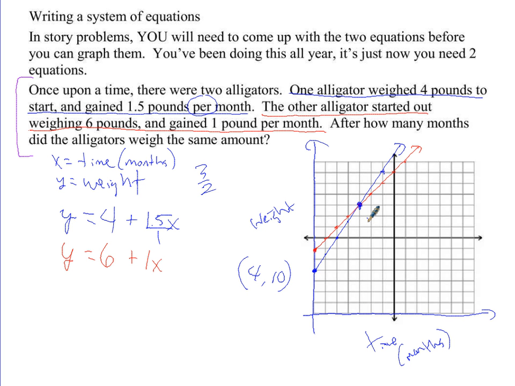But this is a story problem, so I need to put that number into some sort of thing that makes sense for me. What does the 4 mean? 4 months. Did they ask me when? Yeah, they said after how many months? Well, now I know. 4 months down the road, they will be the same weight. Did they ask me how much they weigh? No, but we know how much they weigh, actually. How much would they weigh at that time? 10 pounds. Pretty small for an alligator.